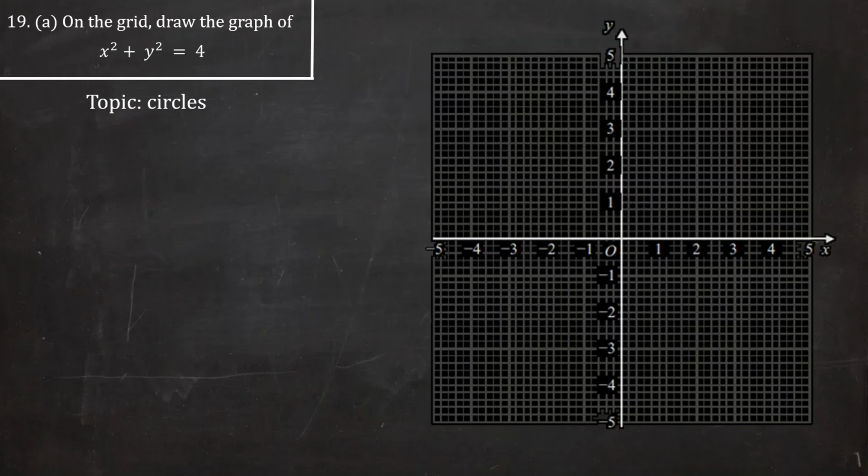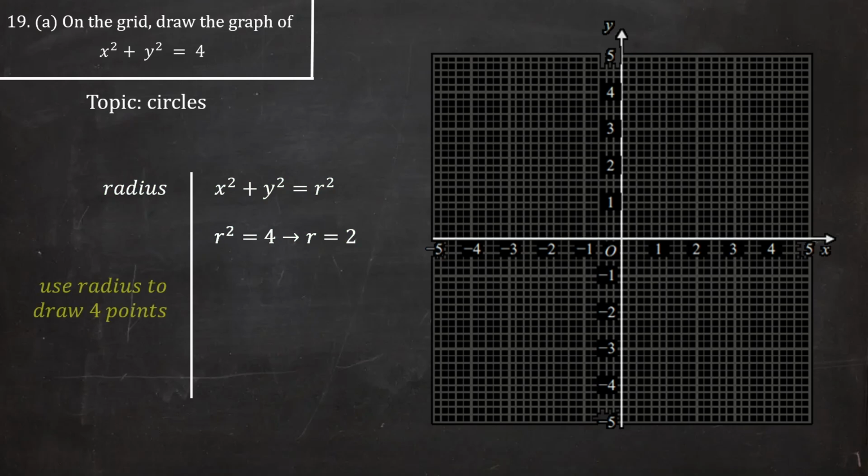Question 19, we need to draw the graph for that circle over there. So the formula for any circle for GCSE is x squared plus y squared equals r squared. So to find the radius, we just compare the formula for any circle to our formula. So if you look at them, you see that the radius squared for our circle is going to be 4, which means that the radius of our circle is 2.